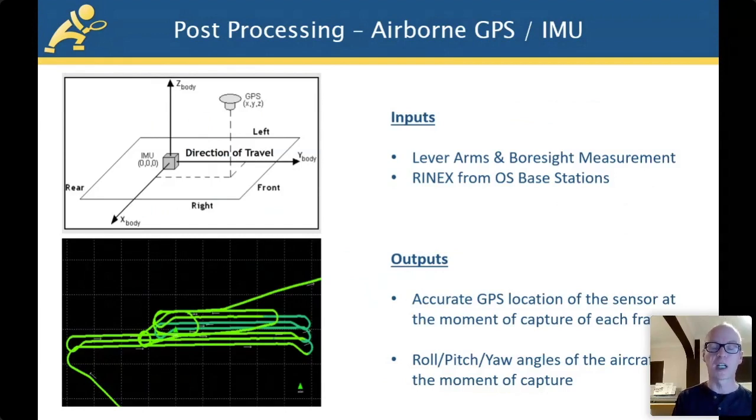When we're working with thousands of images that we need to mosaic and overlap together, the position of them relative to each other needs to be worked out absolutely accurately. So all these little things, it's a bit like an aggregation of small marginal gains. Our output from the GPS IMU processing is the accurate GPS location of the sensor at the moment of capture of each frame, and those critical roll, pitch, yaw angles of the aircraft at the moment of capture.